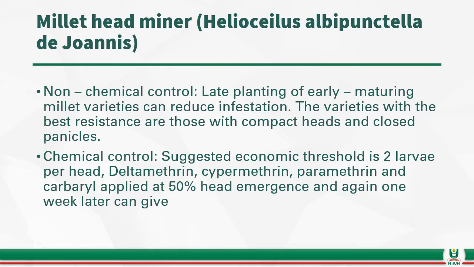And if you want to control them chemically, it's suggested that once you get to your farm and you see two larvae per head, then it is important that you spray, and you use your deltamethrin, cypermethrin, permethrin, and carbaryl at 50% head emergence. That is when the heads of the millet have come out 50%, and you apply it again 1 week after.